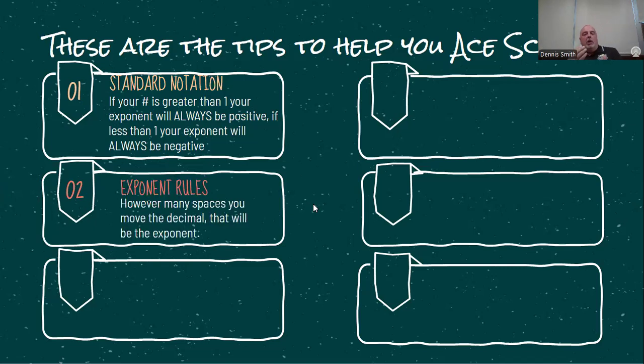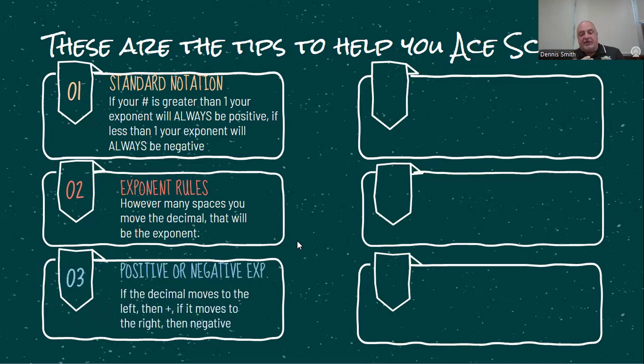Second rule, however many spaces you move the decimal, that will be the exponent. So either positive or negative. If it's moving left, it's going to be positive. If it's moving right, it's going to be negative. The positive or negative exponent: if the decimal moves left, then it's positive, and if it moves to the right, then it's going to be negative.